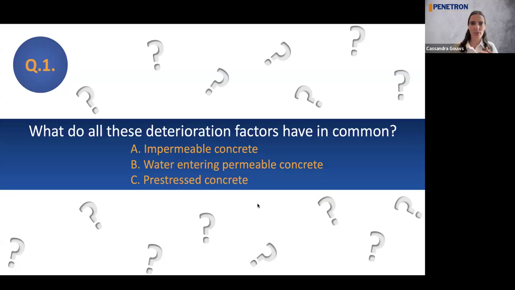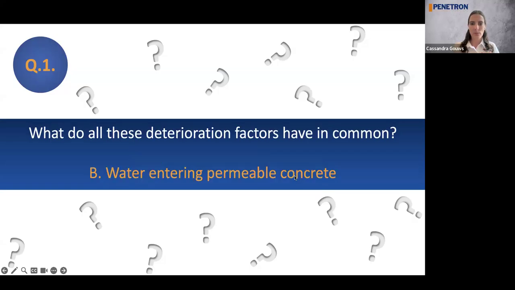Okay, I think we can conclude for now, Kayla. Okay, so I see 4% said impermeable concrete, 94% of you said water entering permeable concrete, and 2% said pre-stressed concrete. So I'm very, very happy to see that 94% of you got it right. And it is indeed water entering permeable concrete.